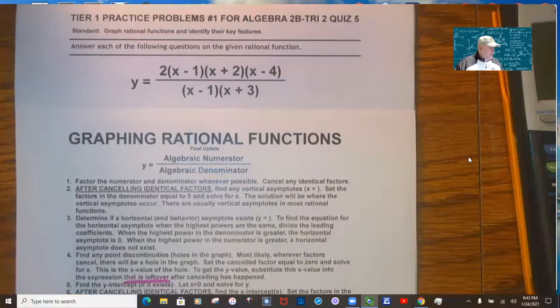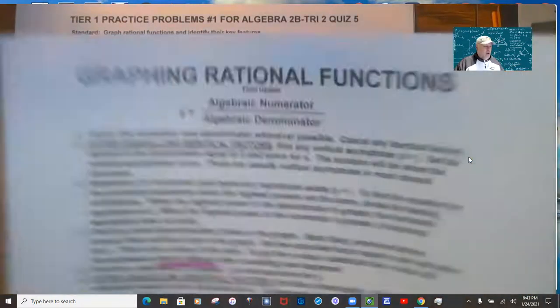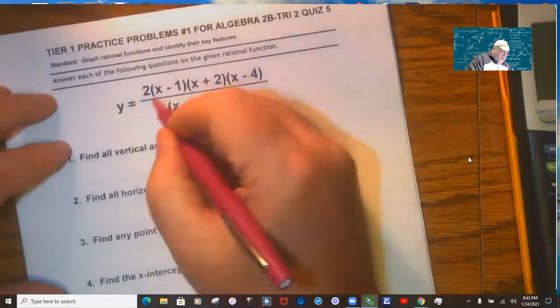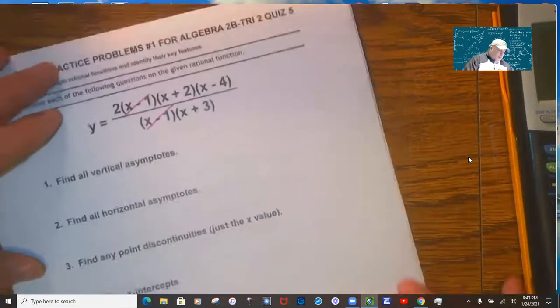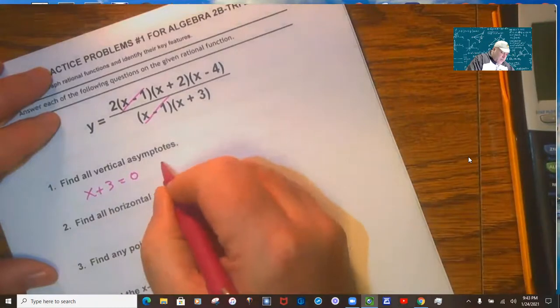This is practice quiz 1 for quiz 5 in the second try of Algebra 2. So the first page is just find all of these features. You need to refer to your list of things. So there's the canceling. So vertical asymptotes, after canceling, you set those factors equal to 0.